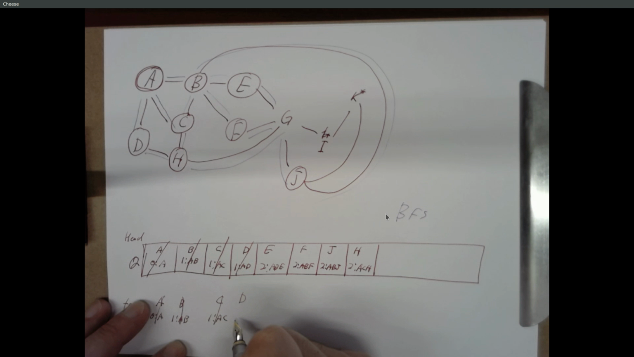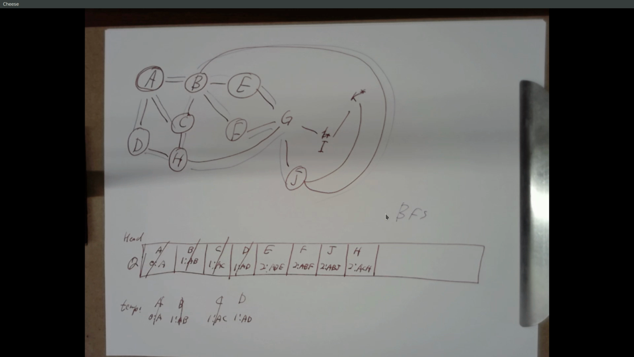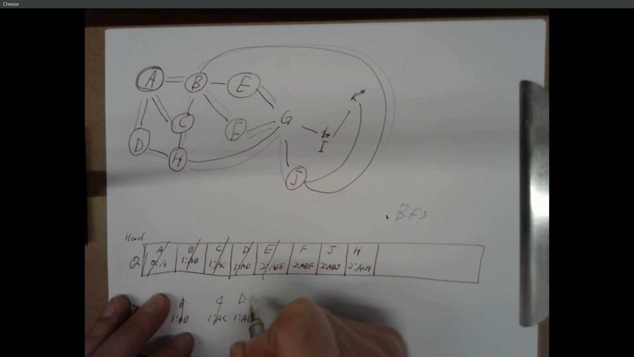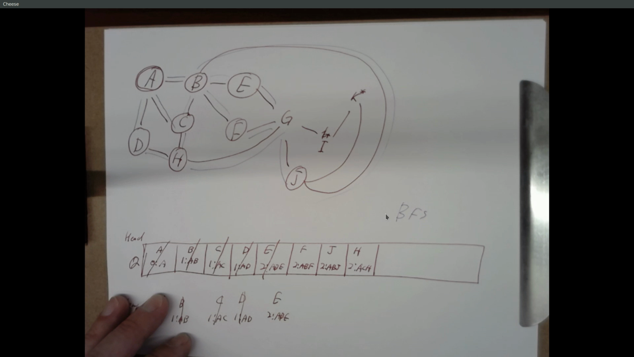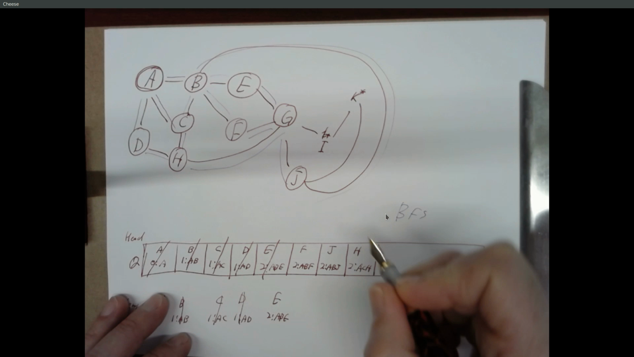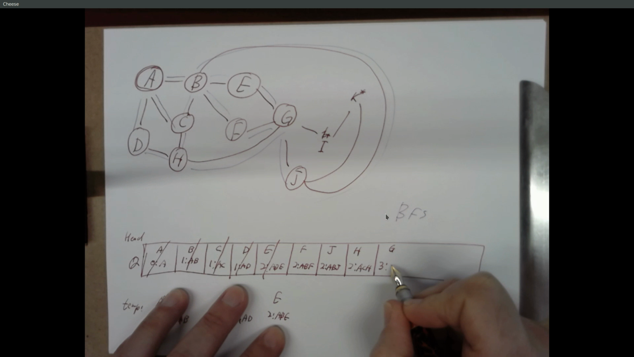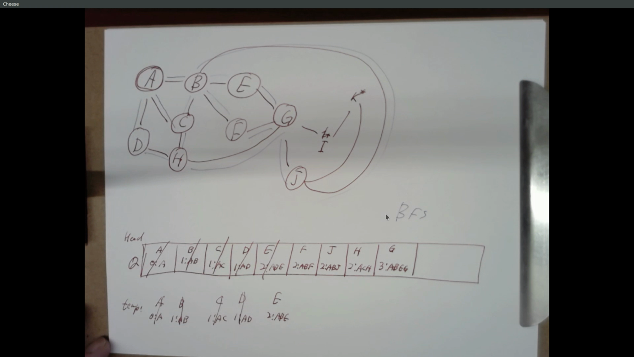1 colon AD, any children of D that we haven't marked yet? Nope. So pull off the next node in the queue, that's E, 2 ABE. Any children there to mark? Yeah, it's got G, so let's take G, mark it as visited, put it into the back of the queue. Distance 2 plus 1 is 3. Path is A, B, E, G. And we just keep going.